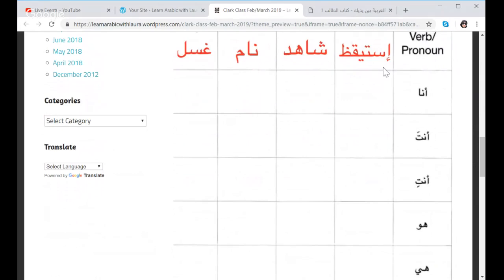Does the aleph take the place of the ta? Actually, it just changes. Good question. I was just about to say that. Instead of the ta, it goes away and it takes the aleph with the hamza on top, with a fatha. But there's not an added aleph there. Gotcha.